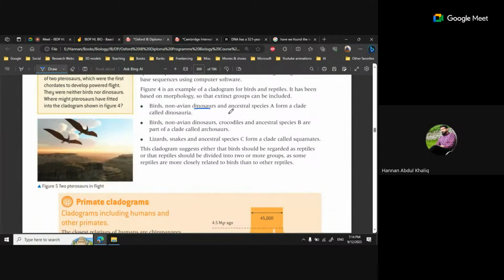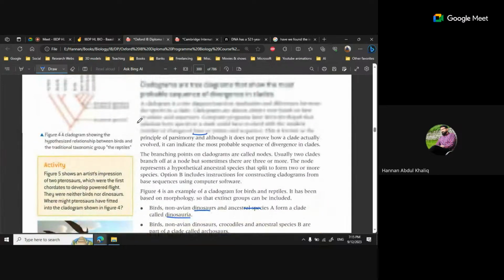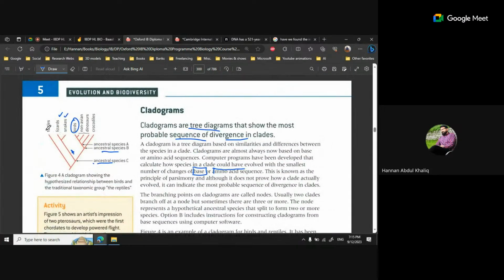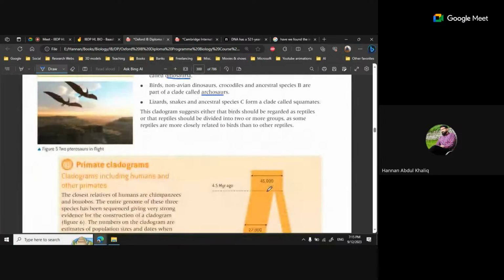Birds, non-avian dinosaurs, and ancestral species A form a clade called Dinosauria. Then birds, non-avian dinosaurs, crocodiles, and ancestral species B are part of a clade called archosaurs. So they have named different clades, and they have different names for different groups here. But remember, these are all clades. It depends on what ancestor you are considering. If you are considering a close ancestor, the clade would be smaller, and vice versa.